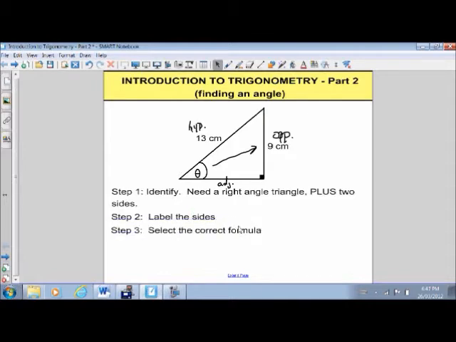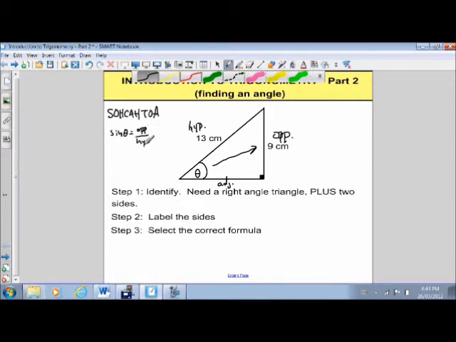So our third step, you have to select the correct formula. Now, if you remember our formulas, we used the abbreviation SOHCAHTOA to help remember the formulas. And what that meant was the sine of our angle, which we called theta, equals the side ratio of the side opposite divided by the hypotenuse. So there's the S, O, and H.